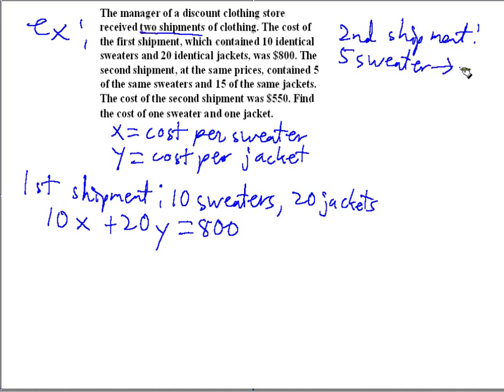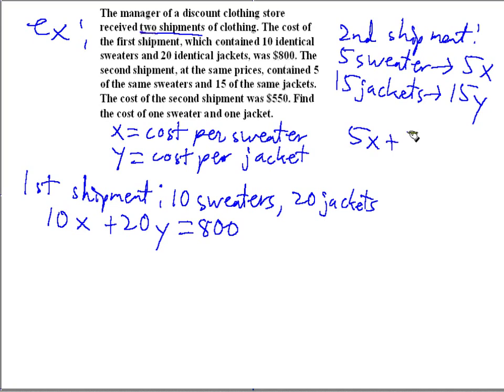That means what? The cost for that is going to be 5X, right? Because X is the cost per sweater. And we have 15 jackets. What's the cost there? Well, Y dollars per jacket. So 15Y. So the equation I get from the second shipment is going to be 5X plus 15Y.